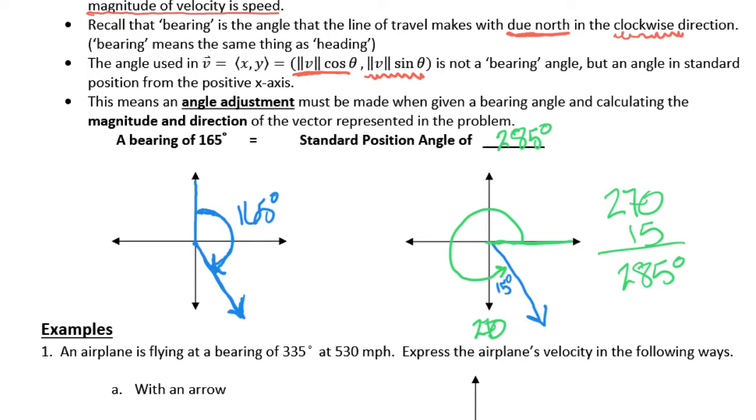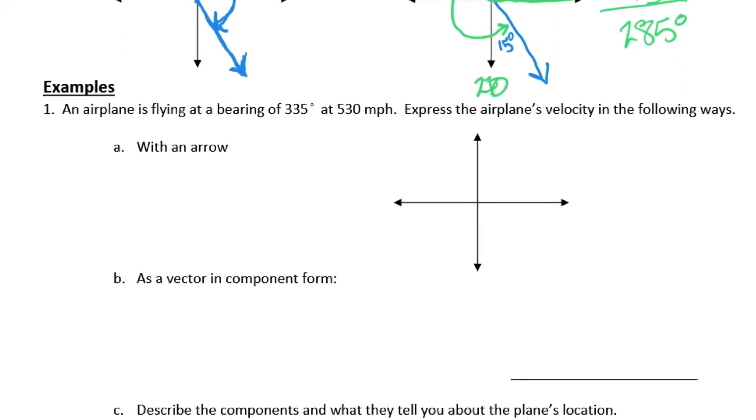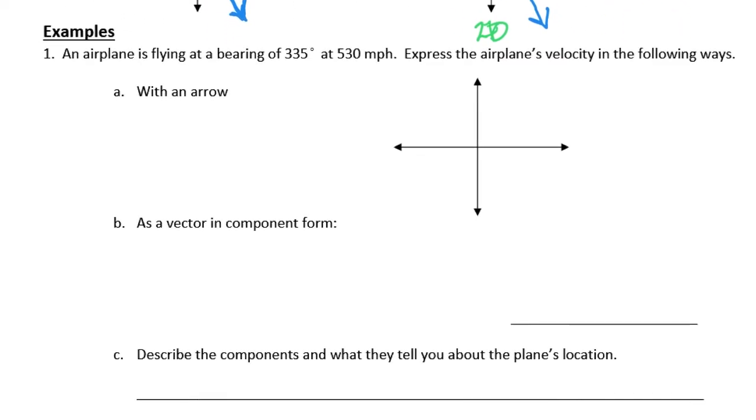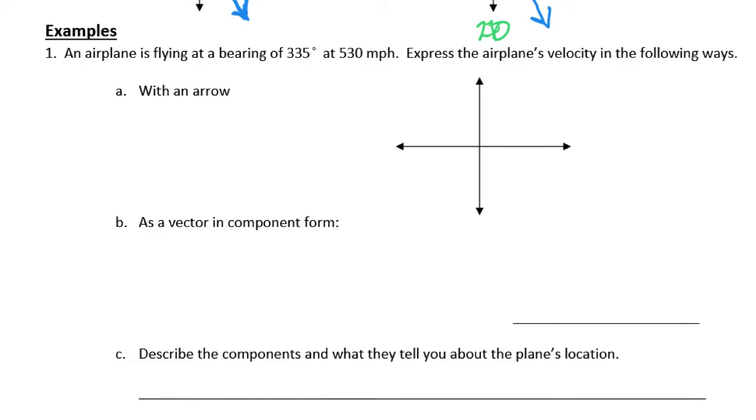Number one, an airplane is flying at a bearing of 335 at 530 miles per hour. We're going to express the airplane's velocity in the following ways. First of all, we're going to draw it with an arrow, then we're going to find the vector component form, and then we're going to describe what's happening. So let's draw our vector.